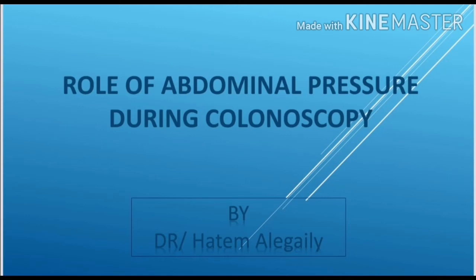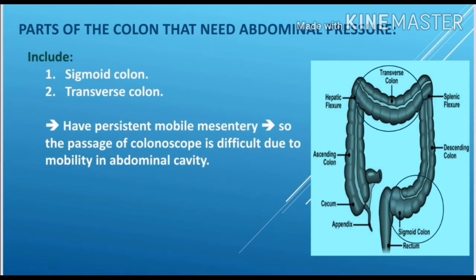Role of abdominal pressure during colonoscopy. Parts of the colon that need abdominal pressure include: the first part is the sigmoid colon, and the second part is the transverse colon, which have a persistent mobile mesentery, so the passage of the colonoscope is difficult due to mobility in the abdominal cavity.